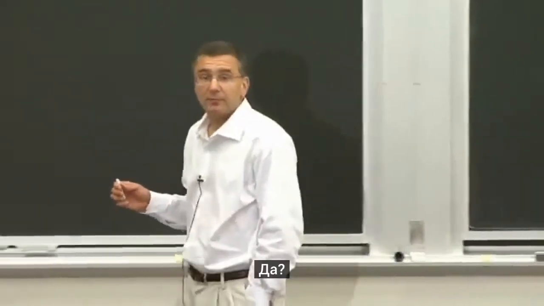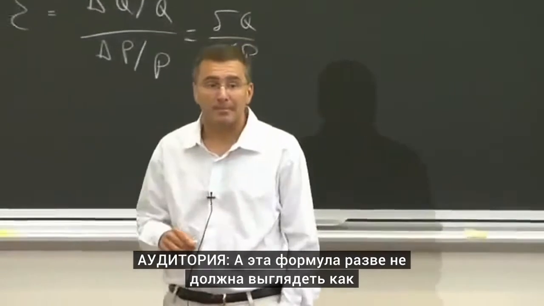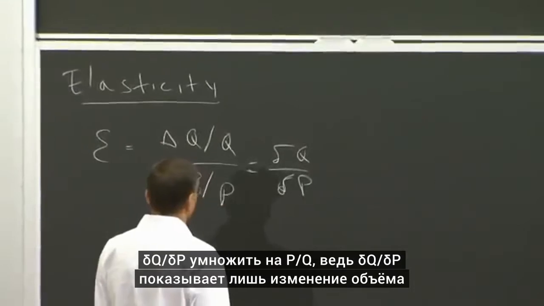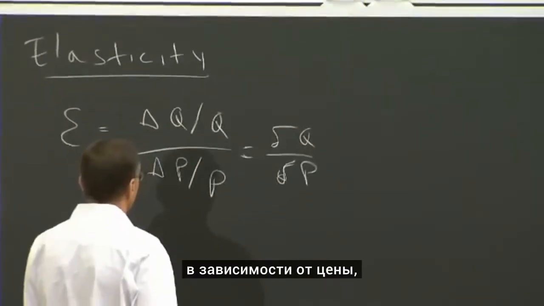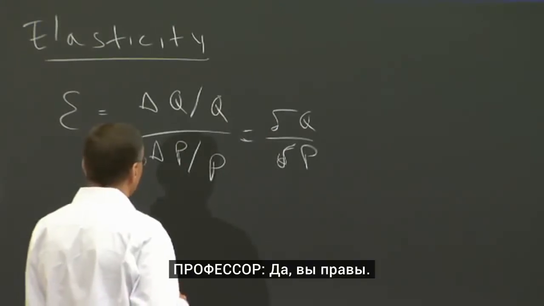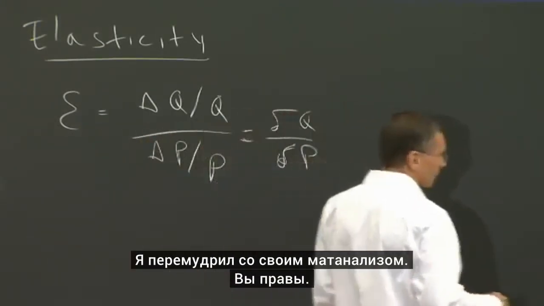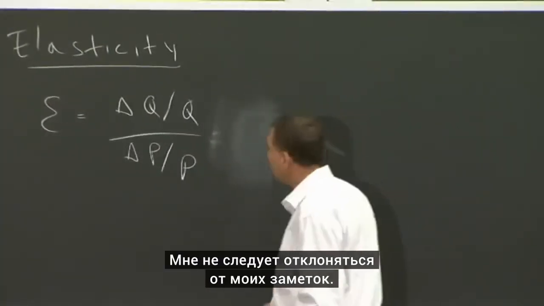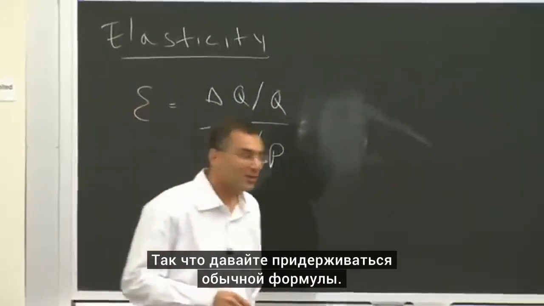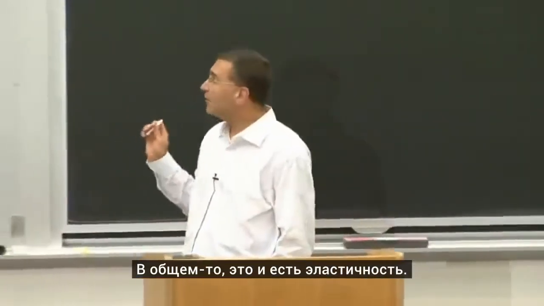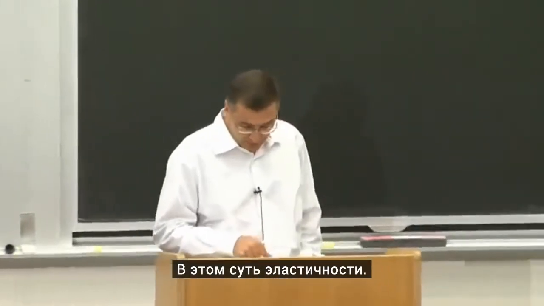Questions about that? Yeah? For that formula, shouldn't it be dQ/dP times P over Q? Because dQ/dP just refers to the change of the quantity with respect to price, not necessarily the percent change. Yeah, you're right. I tried to get too fancy with calculus. Let's just stick with the non-calculus formula. I never should deviate from my notes. Okay, so other questions about this? Okay, so that's going to be the elasticity.